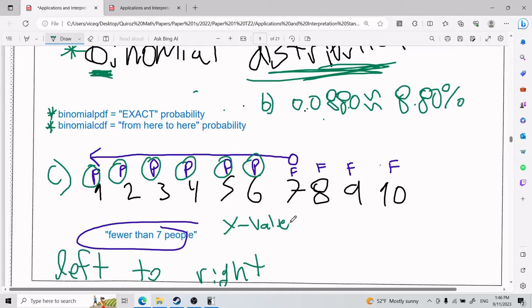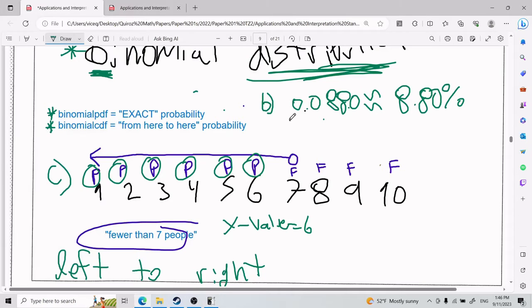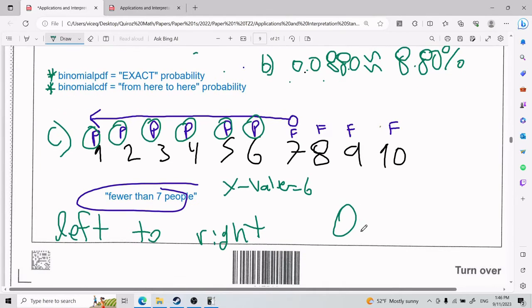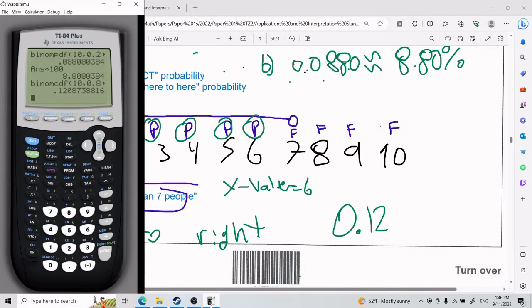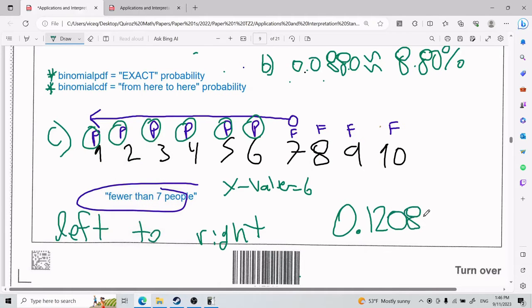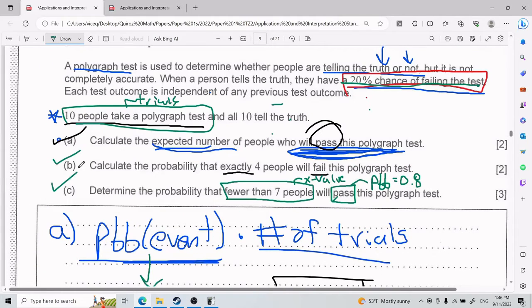All right, so that is my x value. Fewer than 7 people is my x value. It's going to be 6. Only the guys that pass. Boom, boom, go ahead and paste. It gives me 0.12. So for part C, I end up with 0.12, which is just around 12.08%. So that is for part C.